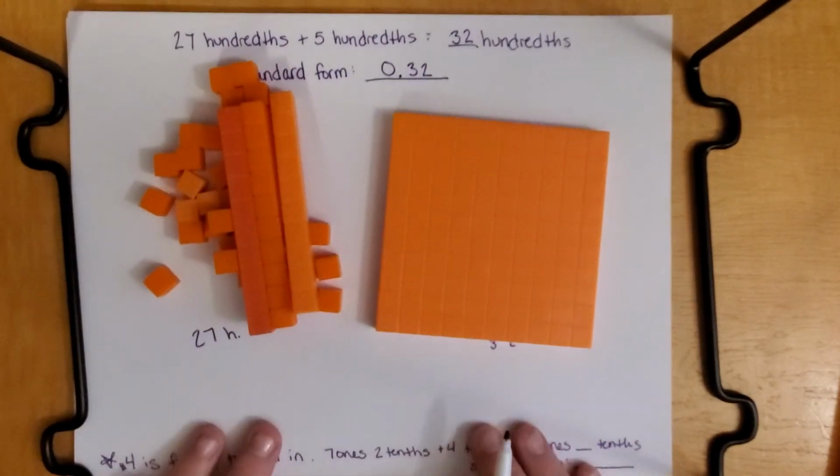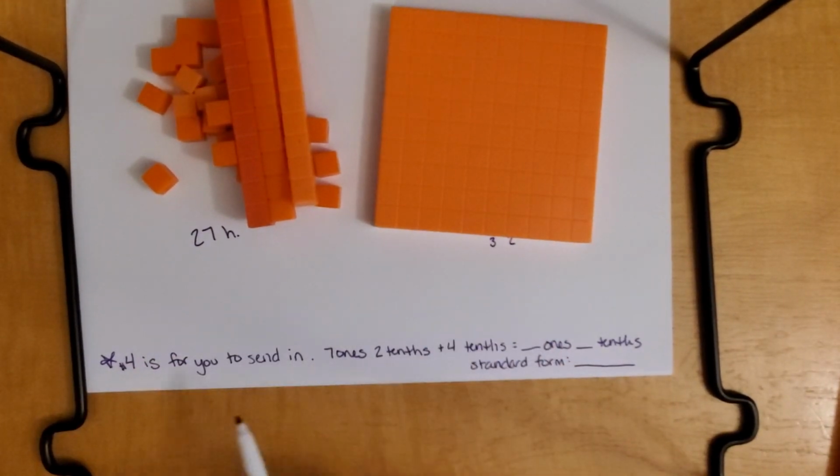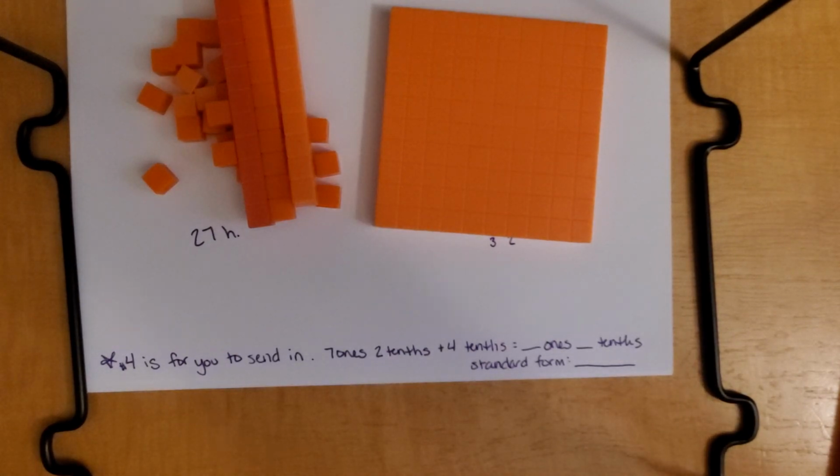All right. Now this last one is for you to send to your teachers, but I'll read it for you. It says number 4 is for you to send in. That's the one I'm reading right now. 7 ones, 2 tenths plus 4 tenths is... she didn't put in a spot for some reason for ones, but there are still ones. They don't just disappear. So you have how many ones and how many tenths. Your teachers are looking for the standard form. Okay? Have a good day, guys.